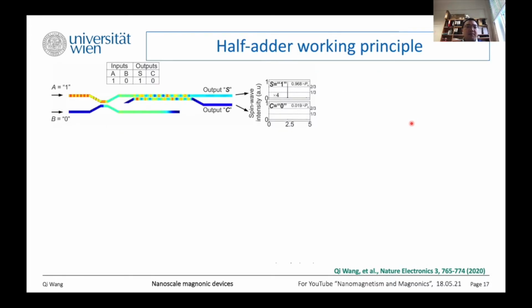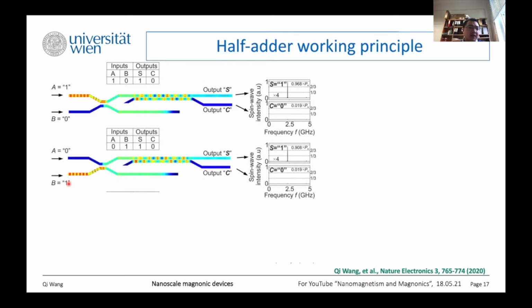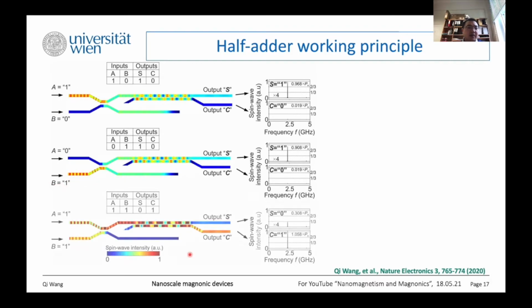Here is the working principle of the half adder. If we have one input, half of the energy goes here and half goes to directional coupler 2, finally reaching the output S. The same case holds for input B, but once we have the two inputs, here is destructive interference, but here is constructive interference.